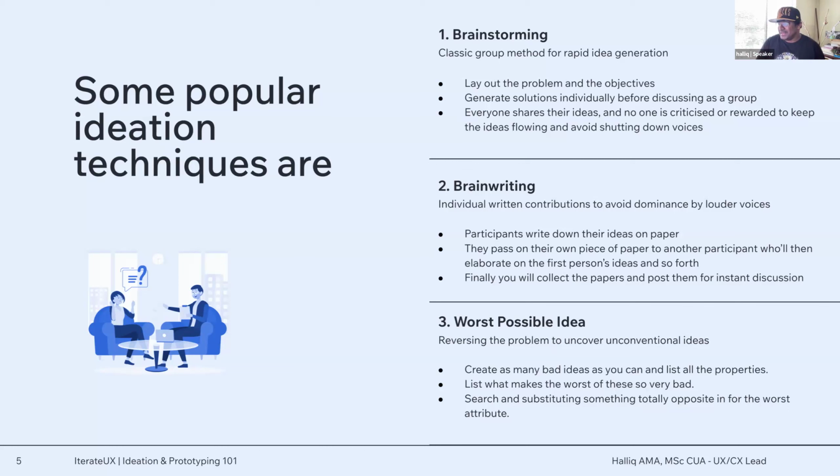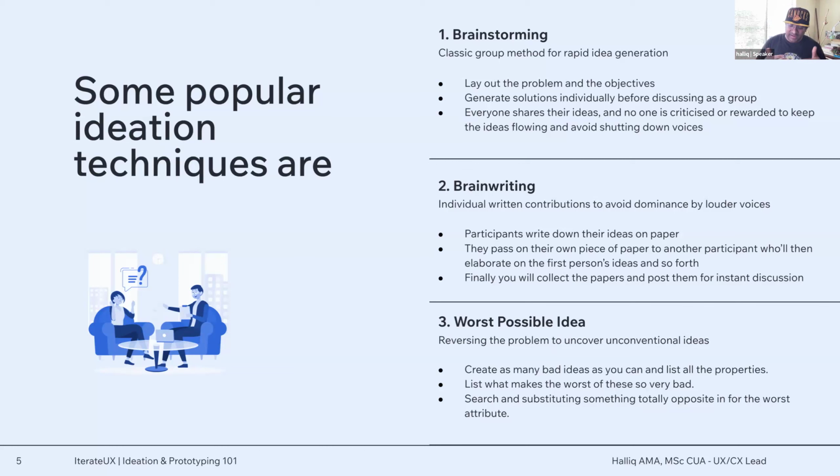The worst possible idea, that's one of the fun methods, where you can create as many bad ideas as you can. Let's just take a problem, and instead of solving the problem, you create bad solutions for it. Then you list down all of the bad solutions, and then you decide which factor actually makes it really worse.